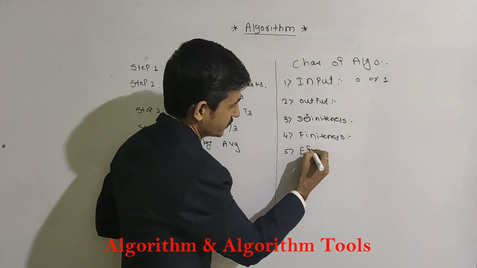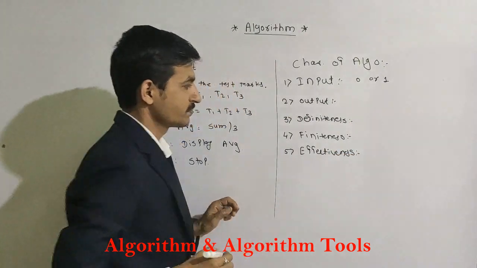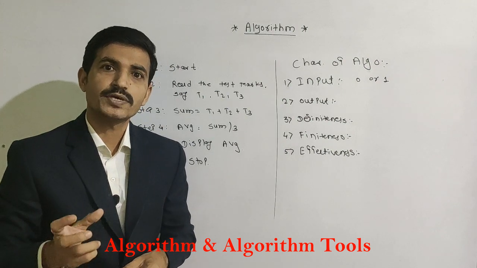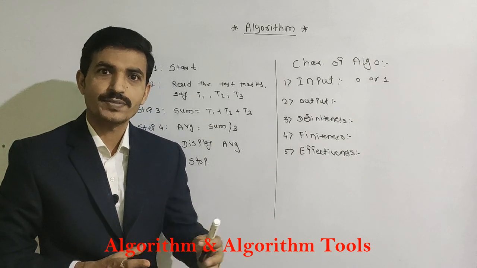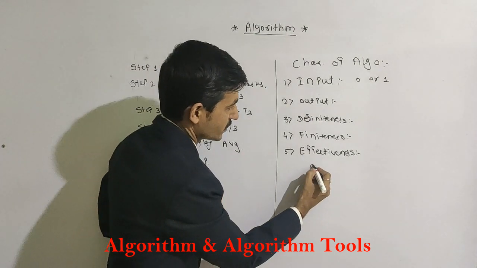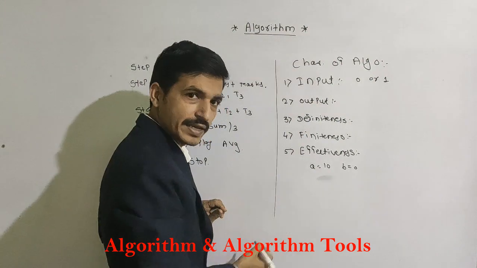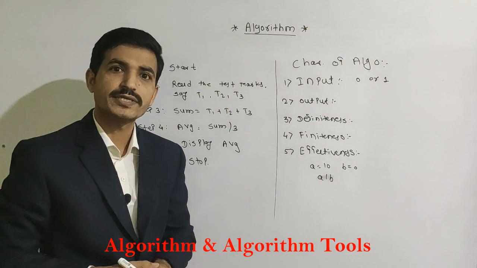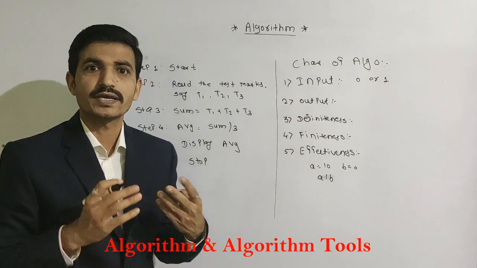Next one is effectiveness. The effectiveness means that the algorithm is feasible. We can trace it using pen and paper. In certain cases, if I say A is 10, B is 0, and then I write a statement A by B, but B is 0, anything divided by 0 will give infinite. So when we execute this statement in a program, we will get an error.